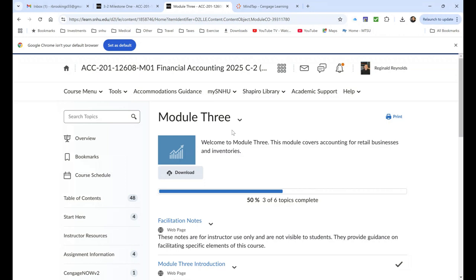Hopefully, you've completed your first little project last week where you did journal entries and came up with the balance sheet, income statement, and statement of shareholder equity. So, this week we're going to start talking about inventory systems, and we're looking at Chapter 5 and 6.